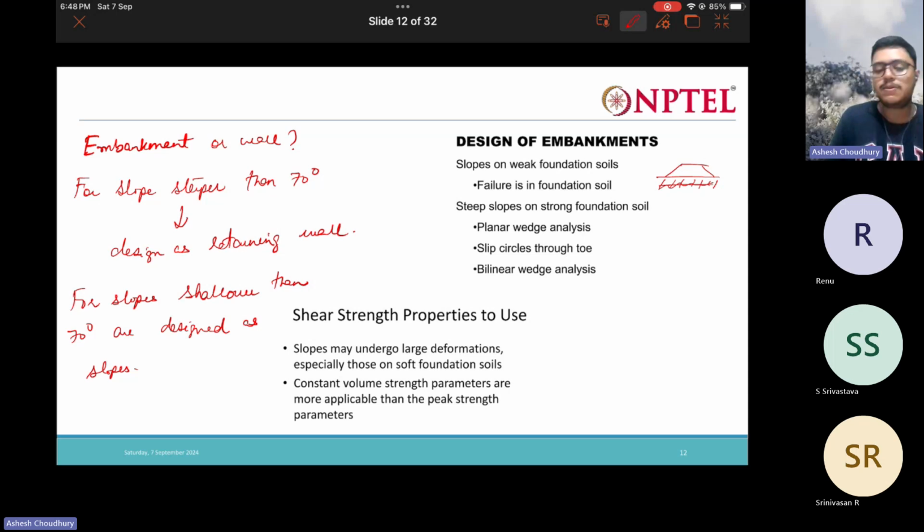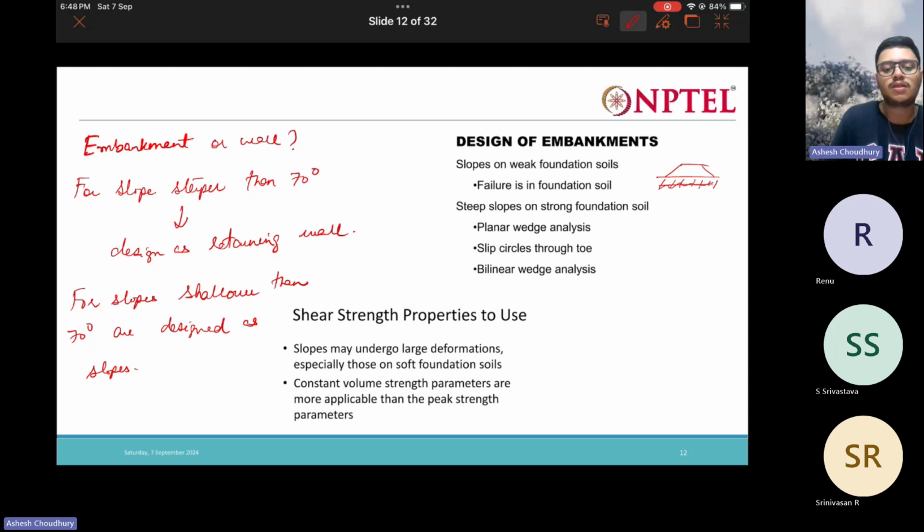And the next case can be when the slopes are very steep, the foundation is strong, there are no chances of foundation failure, but the slope of the embankment, or the slope angle, is quite steep. In that case, we need to go for the planar wedge analysis, the slip circle analysis, the bilinear wedge analysis. With that, we need to actually decide what to do.